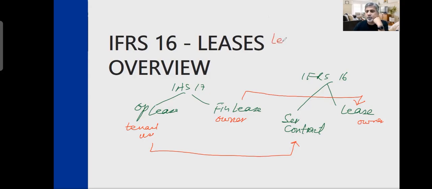Then you always have two words. You call it a lessor and you call it a lessee. And this terminology is the same. Under IAS 17 or IFRS 16, lessor is one who gives the asset, and lessee is one who receives the asset, okay? Who received the asset.